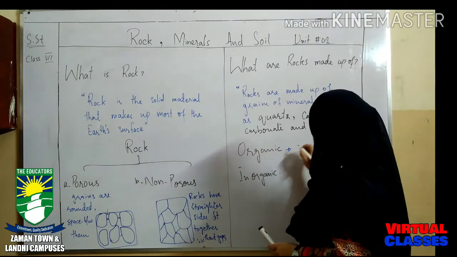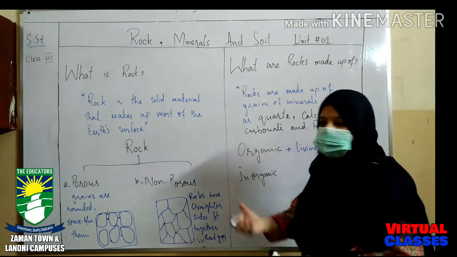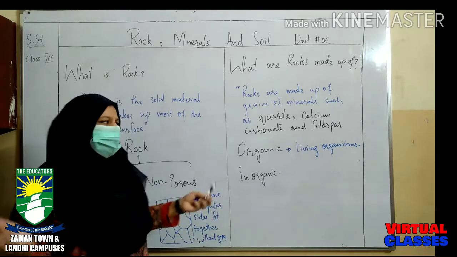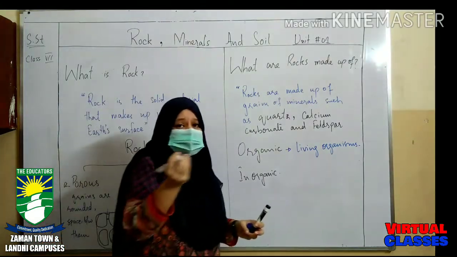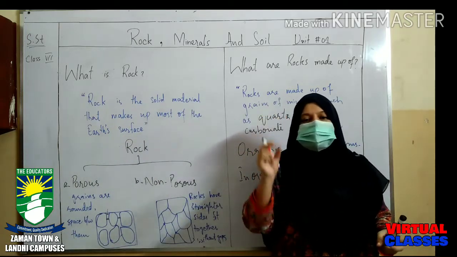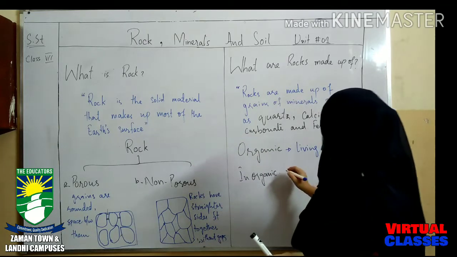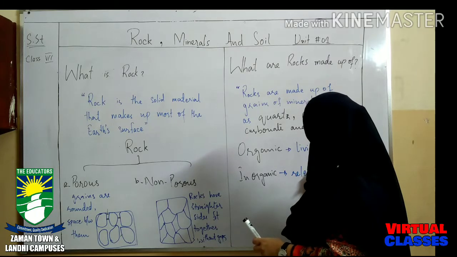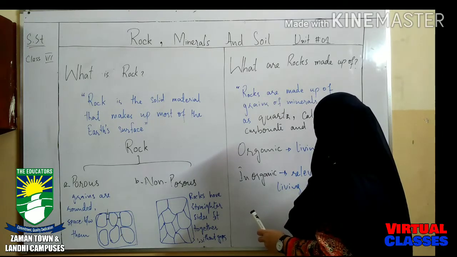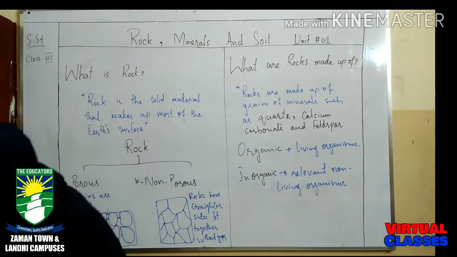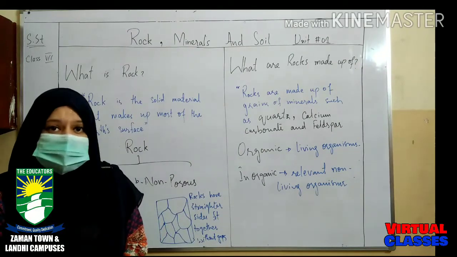Organic materials are relevant to living organisms. For example, the decayed parts of living organisms and shells of animals form the small grains of rocks in the form of sedimentary rocks. For example, calcium carbonate is obtained from dead, decayed organisms. It is an organic material that may be obtained from the skeleton and shells of animals. Inorganic substances are relevant to non-living things. So there are two types of materials in the rocks, organic and inorganic. Clear?